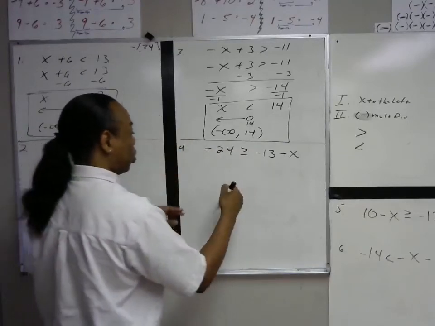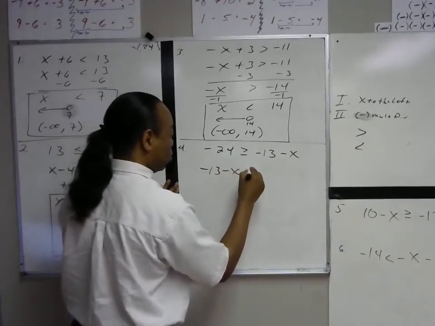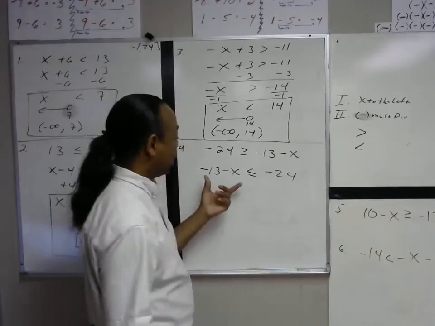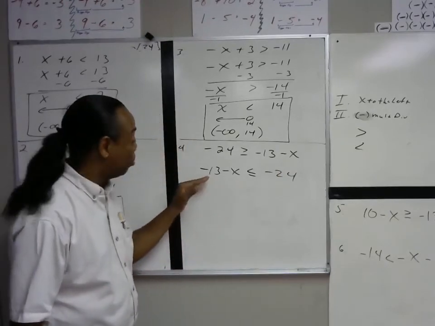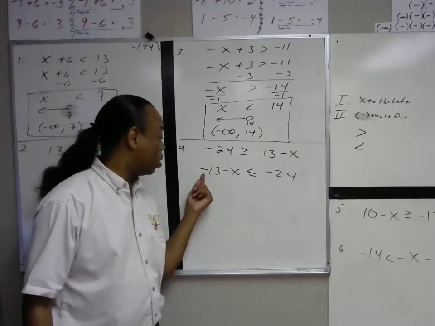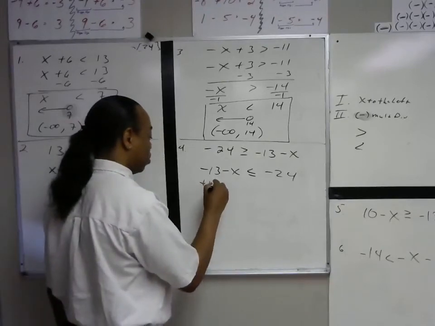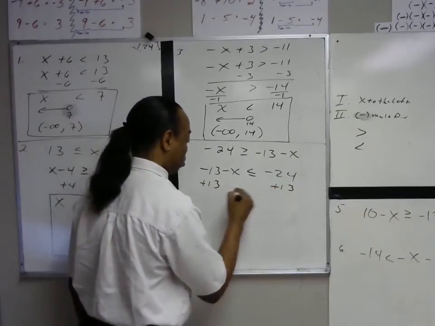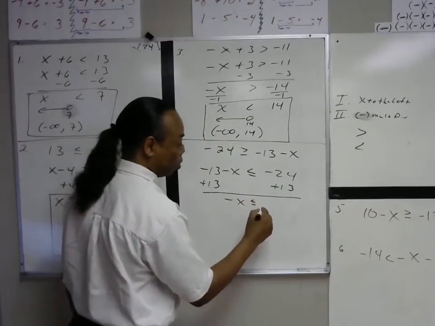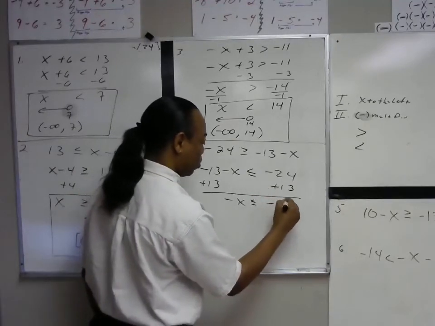So let's switch everything. So this will become negative 13 minus x. And this changes to less than. We flip it, and negative 24. Okay, and now x is here on the left side. Now let's start solving for x. We're going to get rid of the negative 13 by adding 13 to both sides. We end up with negative x is less than or equal to, let's see, this would be negative 11, I believe. Yeah, good.